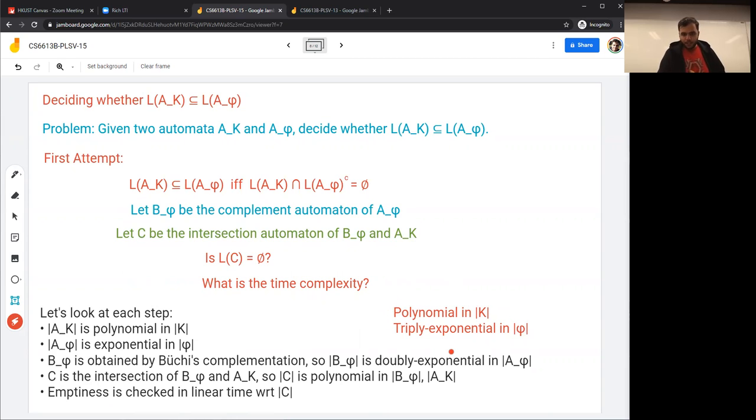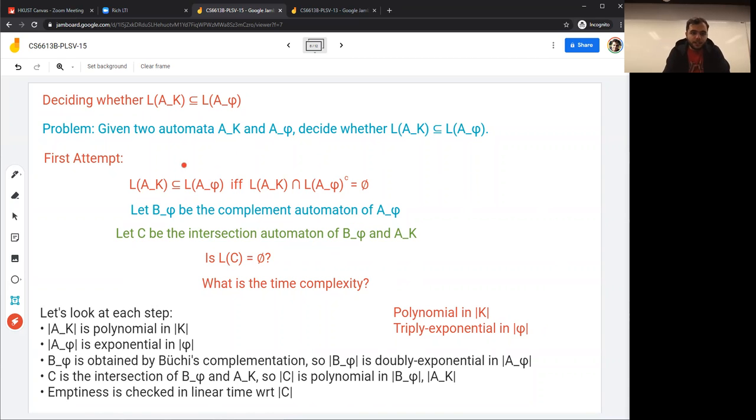This is great. But can we do better here? Because if it's triply exponential, it means that you basically cannot check any formulas, even if you have a simple formula that is like 5 letters. Okay. Any ideas for how we can do better than this? Which one of the steps can be made better?